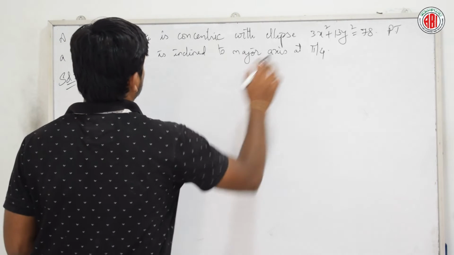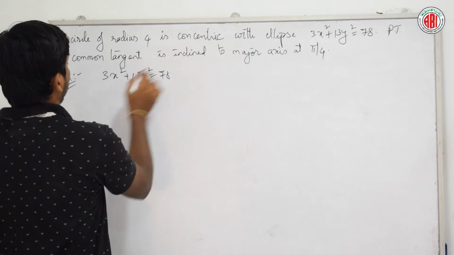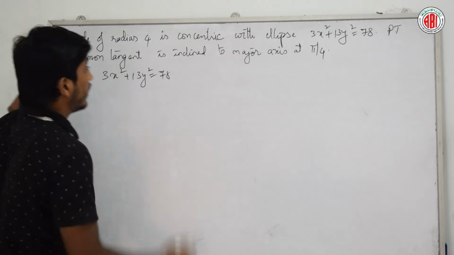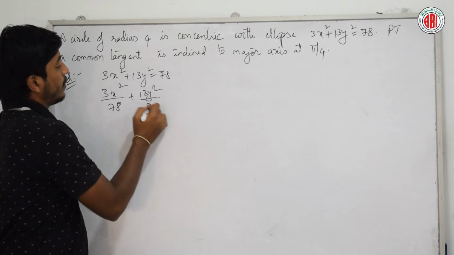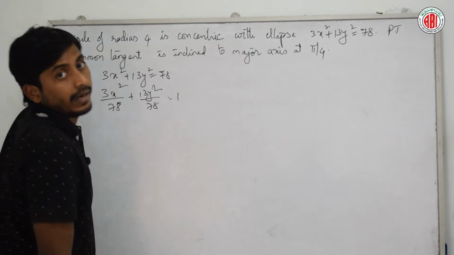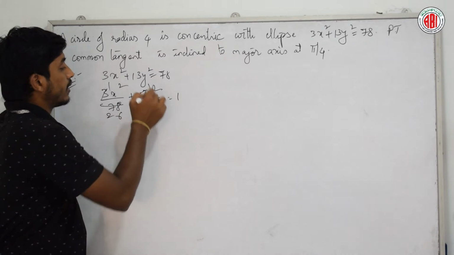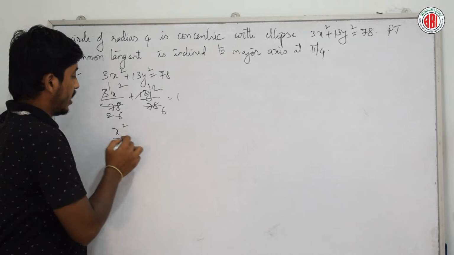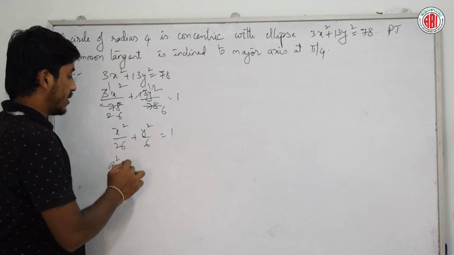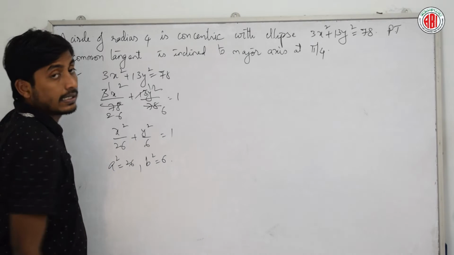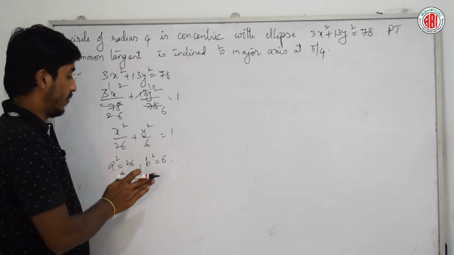Let us first write the ellipse. 3x square plus 13y square is equal to 78. If I divide 78 on both sides, what do we get? 3x square by 78 plus 13y square by 78 is equal to 1. Is it right? So 3 ones are 3, 3 twos are 6, 3 sixes are 18, 13 ones are 13, 13 sixes are 78. So the equation is x square by 26 plus y square by 6 is equal to 1. So here a square is 26, b square is 6. Is it? This is our ellipse's standard form.